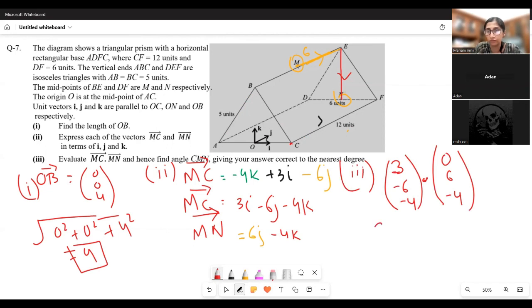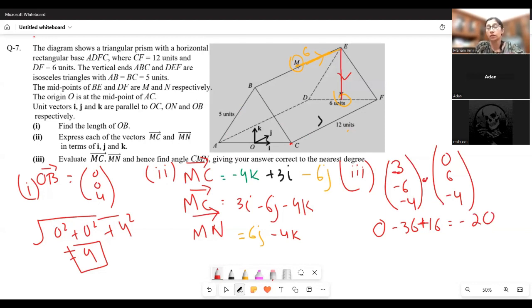Find the dot product: 0 minus 36 minus 16, which is negative 2, 1 carry 3, 4, minus 52. So the dot product is minus 52. Actually, it's not. Sorry, plus 6. So it's minus 20. Yes, it's supposed to be minus 20.